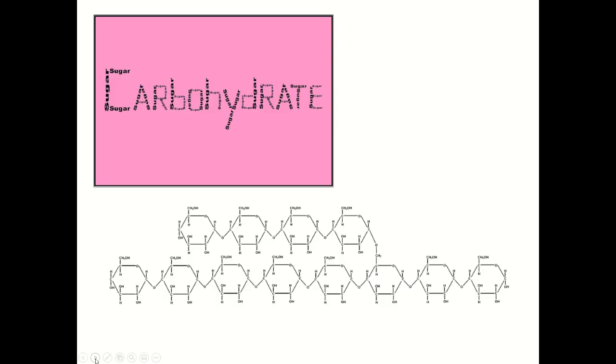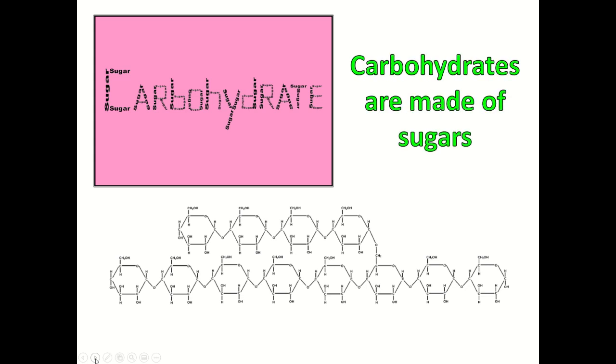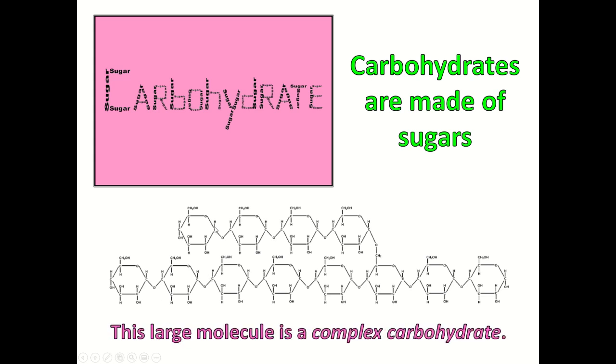So when we talk about carbohydrates, they are made up of sugars. And the simple sugars are like glucose, fructose, and galactose. When these simple sugars are put together and bonded together, they can create these large molecules, and we call those complex carbohydrates. Think of starches or whole wheat bread, that kind of thing would have these large complex carbohydrates. A simple sugar would just be one of the little sugar units.